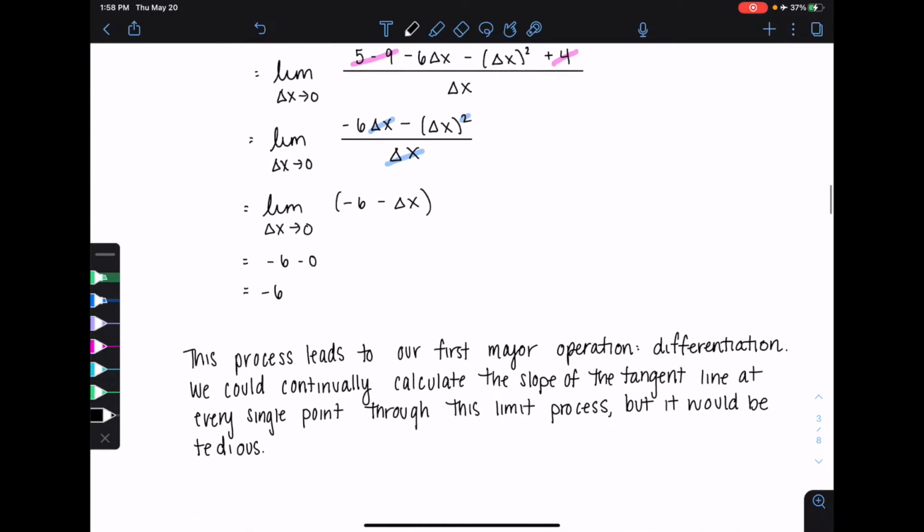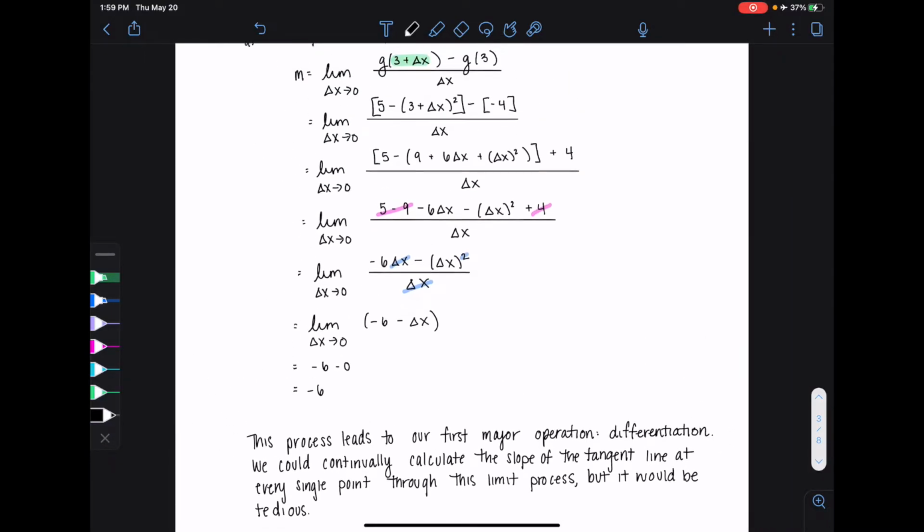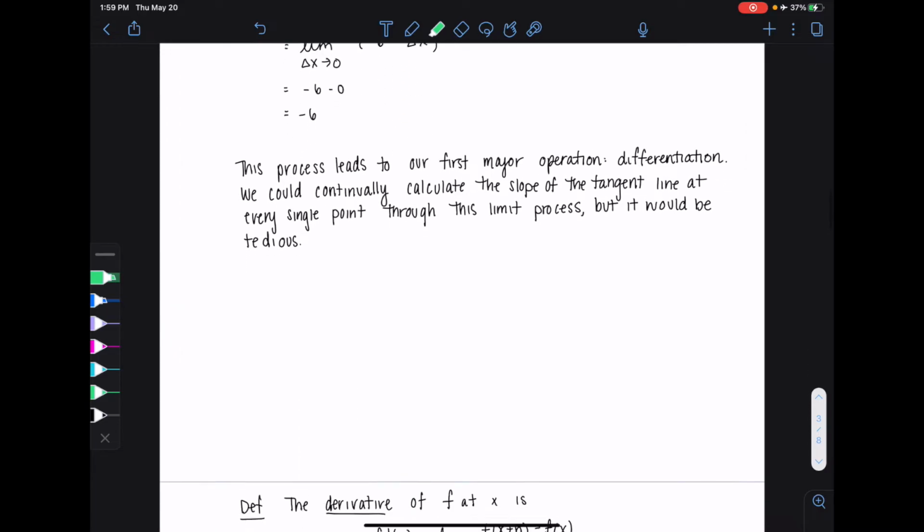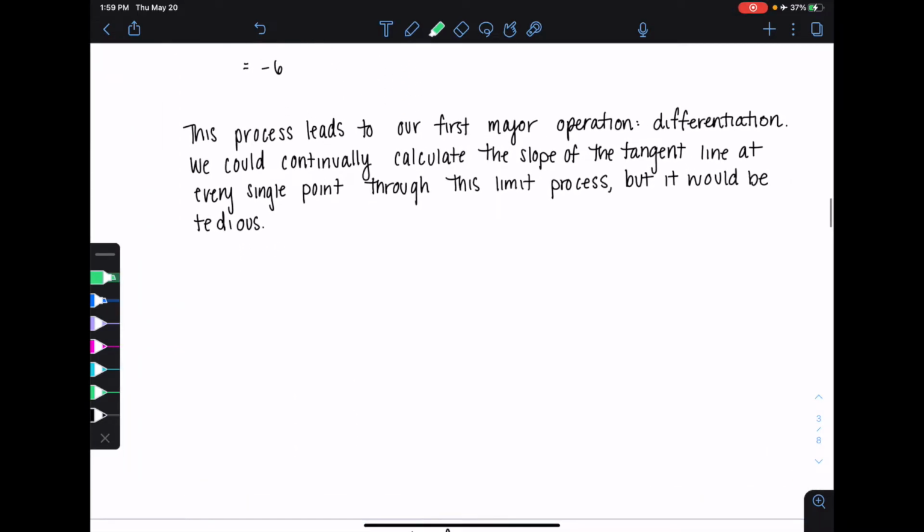So this process really leads to our first major operation. We are not going to sit here and find the slope every single time in this manner. That would be way too tedious, way too disgusting. But this idea of taking limits is important to us. Okay? So this process leads to our first major operation, which is differentiation.